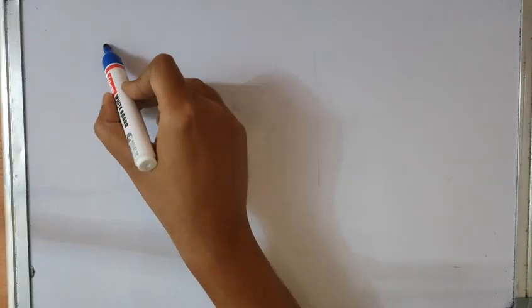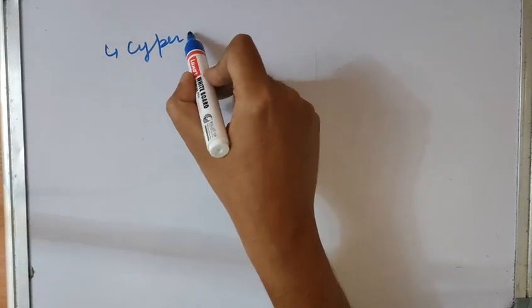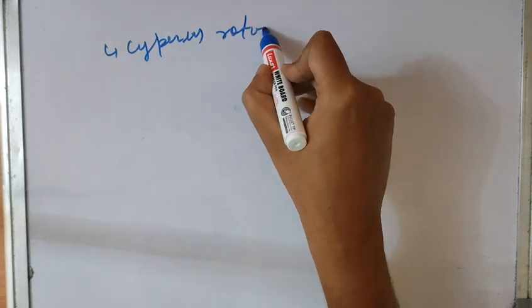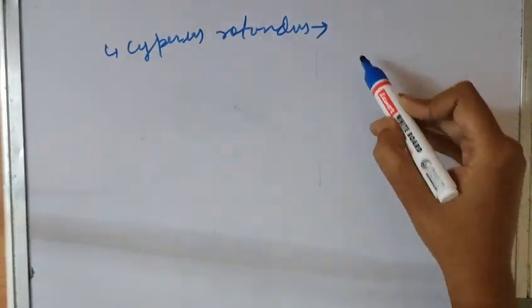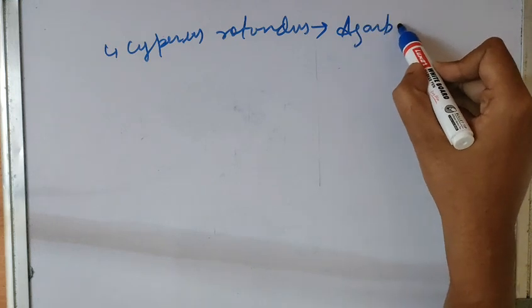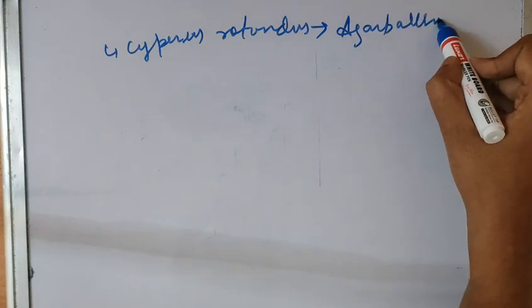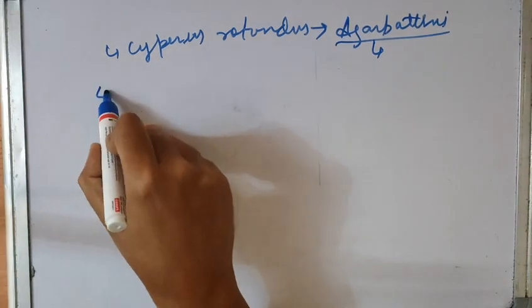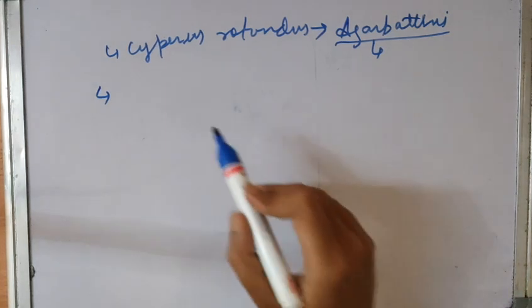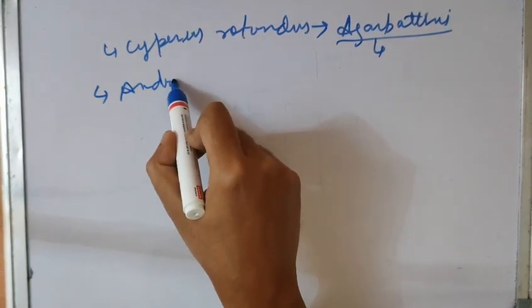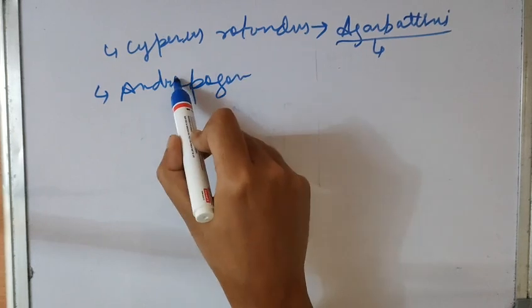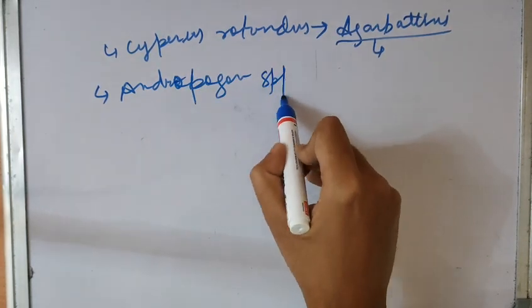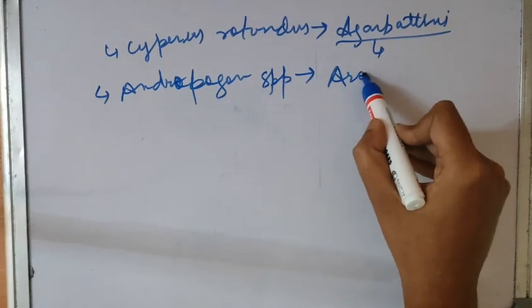Moving on, there are some other benefits of weeds also, like Cyperus rotundus, used in making agarbattis. Agarbatti, that is the incense stick you have seen used in pujas or worship, that is agarbatti. We have got Andropogon species, commonly used in aromatic oils.